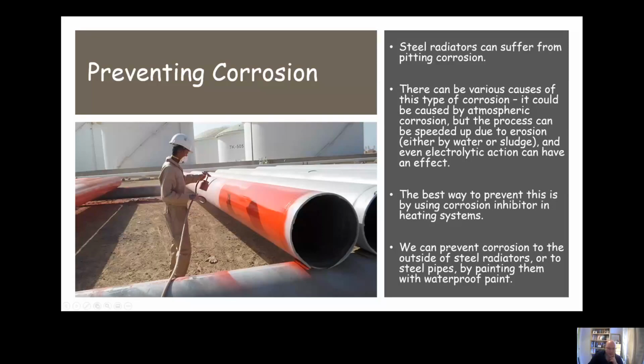To prevent the damage or atmospheric corrosion to the outside of our pipework or the outside of our radiators, we can paint them. We might use, say, an iron oxide, a red oxide paint to paint steel pipes, or a white waterproof radiator paint to paint the radiators, or well, whatever colour for that matter, really. But yeah, painting the outside of some pipes and materials could be a good way of preventing them from suffering from atmospheric corrosion.